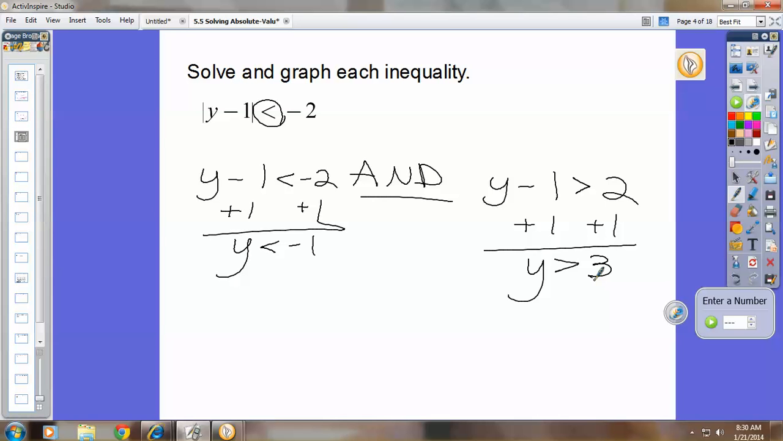So I want numbers that are less than negative 1 and greater than 3. Can you think of numbers that are less than negative 1 and greater than 3? No solution. So there's no solution. I do want you to graph this. Your graph helps me to know that you know it's a no solution.